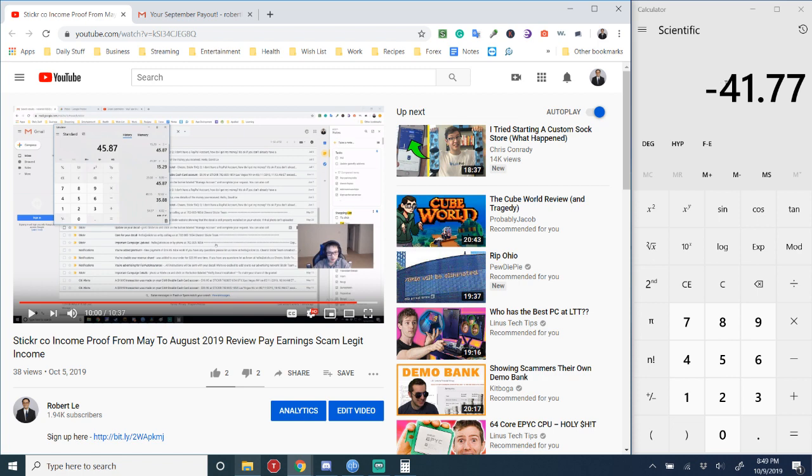I'm -41.77, but I did pay for the premium and the double car option. So without those, I'd probably be making a little bit money, but not much. So there is the update.